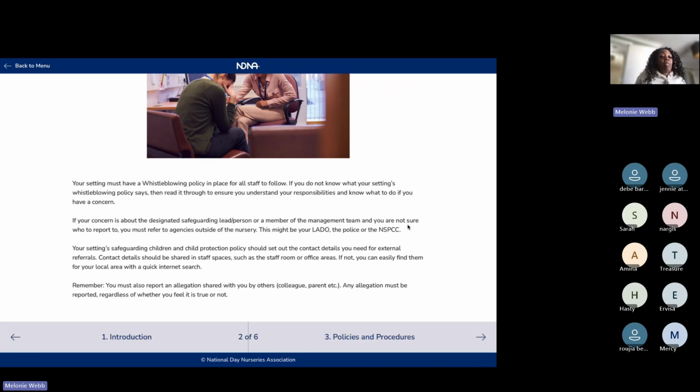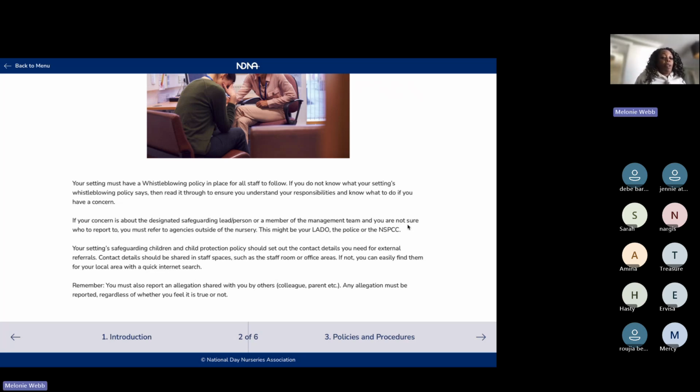If your concern is about the designated safeguarding lead, i.e. me or Jenny or Treasure or Mercy, or a member of the management team, and you are not sure who to report to, you must refer to agencies outside of the nursery. This might be your LADO, the police, or the NSPCC.